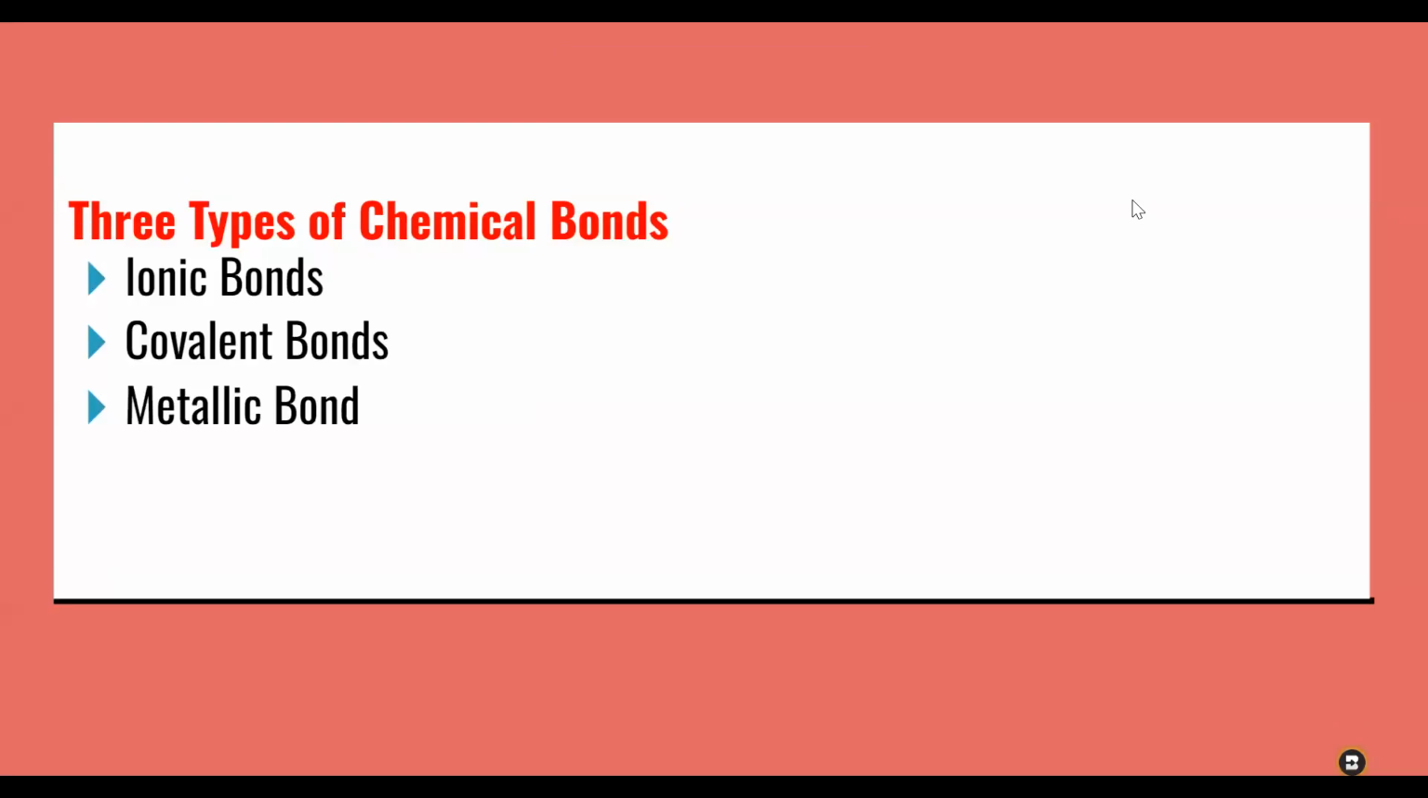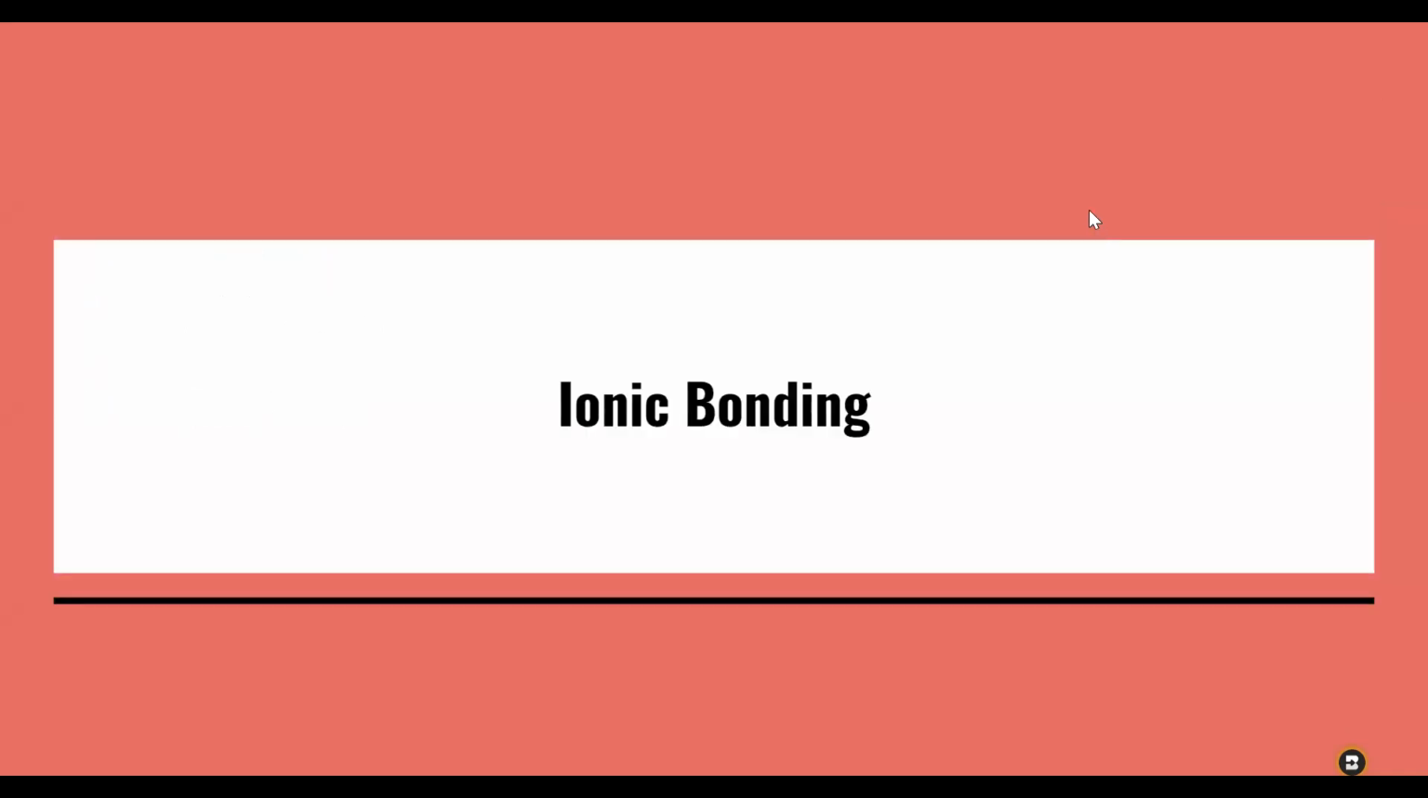So there are three types of chemical bonds: ionic bonds, covalent bonds, and metallic bonds. And today we focus on ionic bonding. Okay.